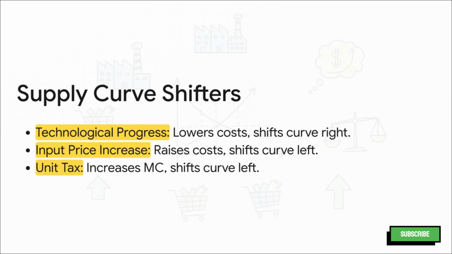The opposite happens with input prices. If the cost of, say, raw materials or labor goes up, production gets more expensive. The firm will supply less at every price, shifting the curve to the left. And finally, think about a unit tax. If the government slaps a tax on every item produced, that effectively increases the marginal cost of production, which also shifts the supply curve to the left.